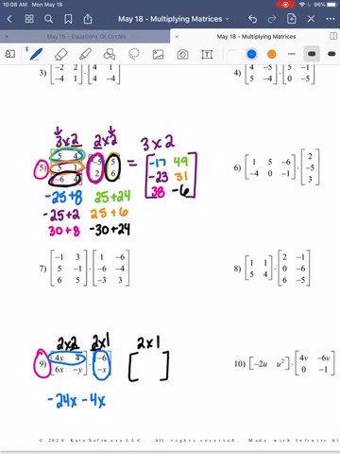Now, are these like terms? Can we add these together? And the answer is yes, because they both have an x, so that's negative 28x. Okay? So don't get intimidated by it. You can do it, no problem.